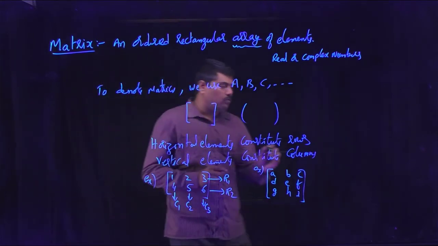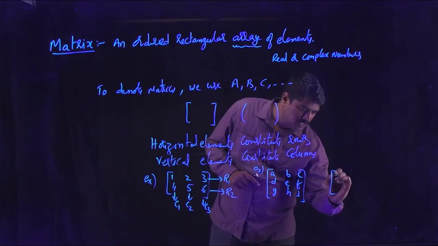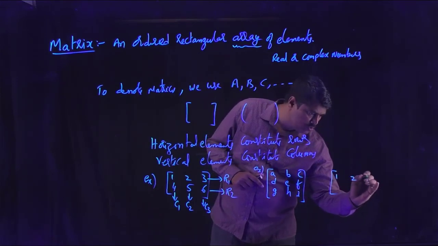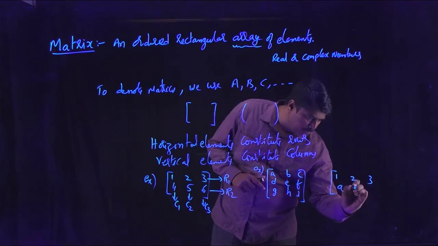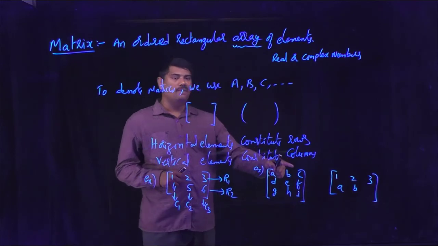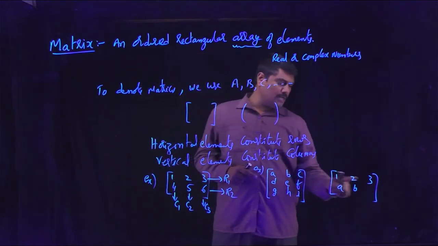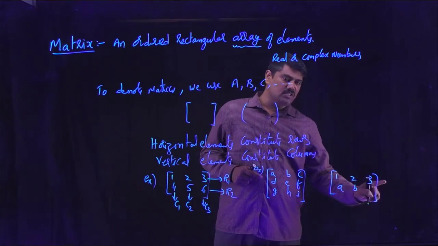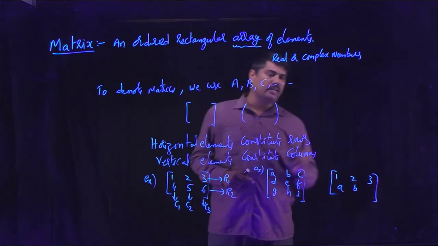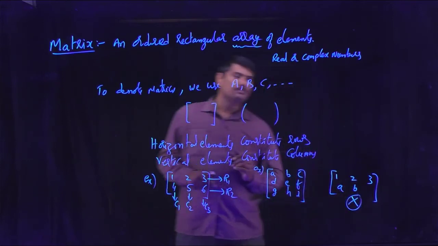Let me explain one example. We can't say it is a matrix. Observe here: 1, 2, 3, A, B. Can we say that is an example of a matrix? Definitely not. Why? Because the first row contains 3 elements, whereas the second row contains only 2 elements. So this is not a matrix.